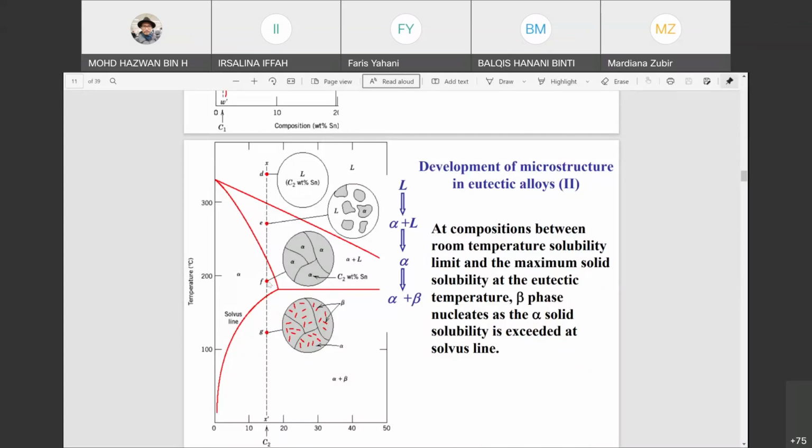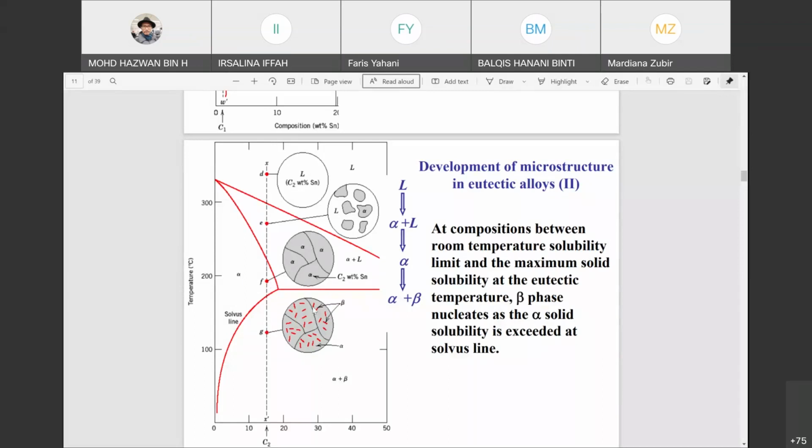Meanwhile, at point F, at around 190 degree, this is where the phase is actually alpha only. Then you have formation of polymorph, alpha polymorph. The composition is equal to the initial composition, 15, for example. And then at point G, you have a phase of alpha plus beta.